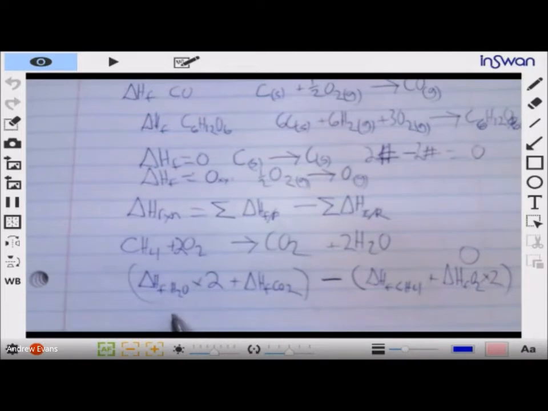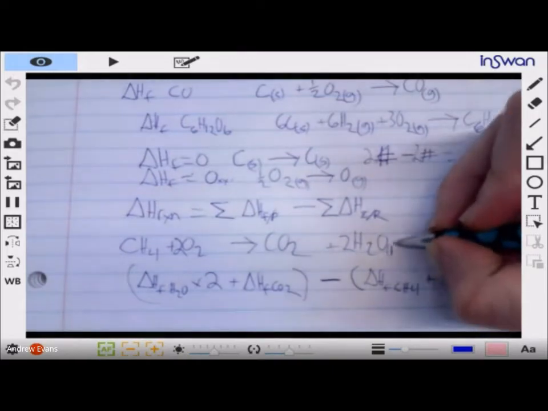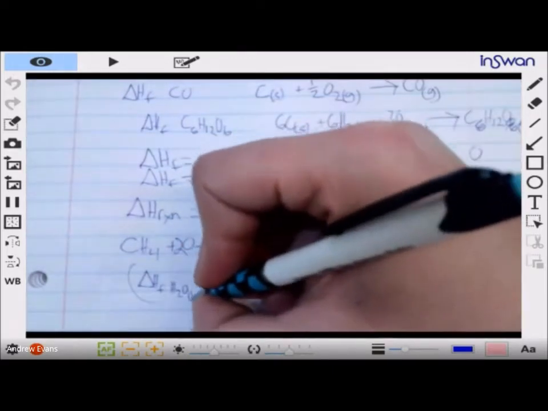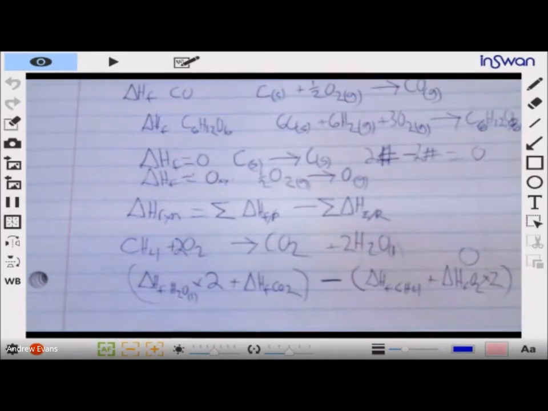On most tests, you'll be given these values, and you just have to take the sum of these. You have to set it up correctly. However, you have to match them identically. If this is water liquid, this better be water liquid and not water gas. Water gas has different energy than water liquid. CO2 solid, CO2 liquid, CO2 gas all have different energies. So you have to make sure you use the right numbers, the right state. But enthalpy of formation is relatively easy.